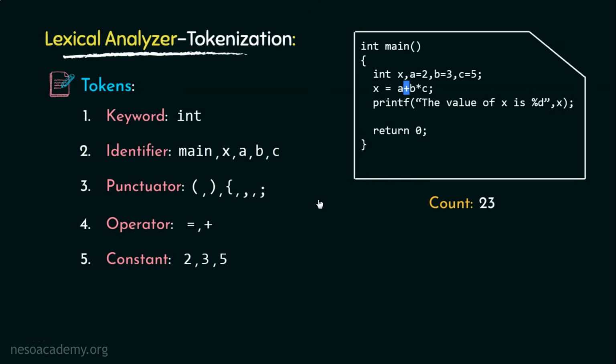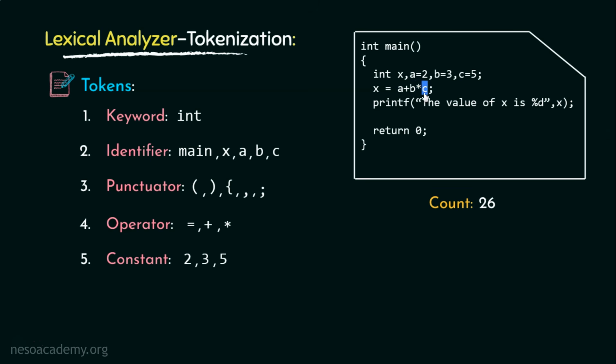So naturally it will fall under the operator token category. With this, the count increases to 24. Then we again have the variable b. It has already been enlisted earlier, so our token count will now become 25. Next, we encounter the multiplication operator, and it will also naturally fall under the operator token category, increasing the token count to 26.